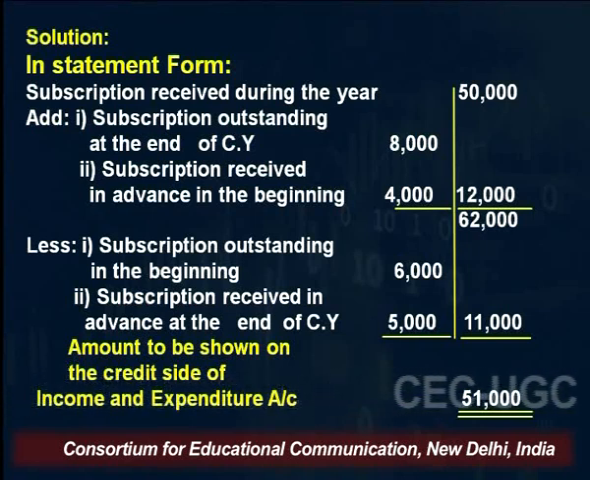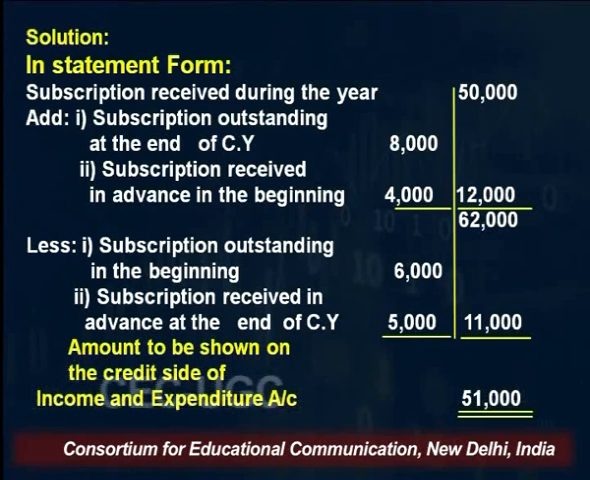To calculate the amount which is to be shown on the credit side of income and expenditure, we have to make certain adjustments. We have to add some items and we have to deduct some items. So subscription which is outstanding at the end of the current year has to be added here, which is given 8,000. And subscription which is received in advance in the beginning of the year, which is given here, 4,000.